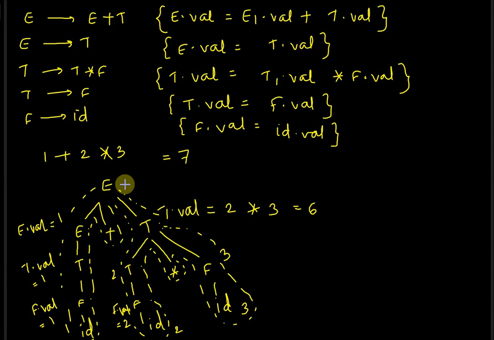It is E dot value is equal to E1 dot value. What is E1 dot value? Which value has been propagated here? It is 1, right? So E1 dot value is 1 plus, what is T dot val? The latest value, it is 6. Compute 1 plus 6, which gives you 7. This is how SDT for arithmetic expression is applied in order to get this final value, that is 7.